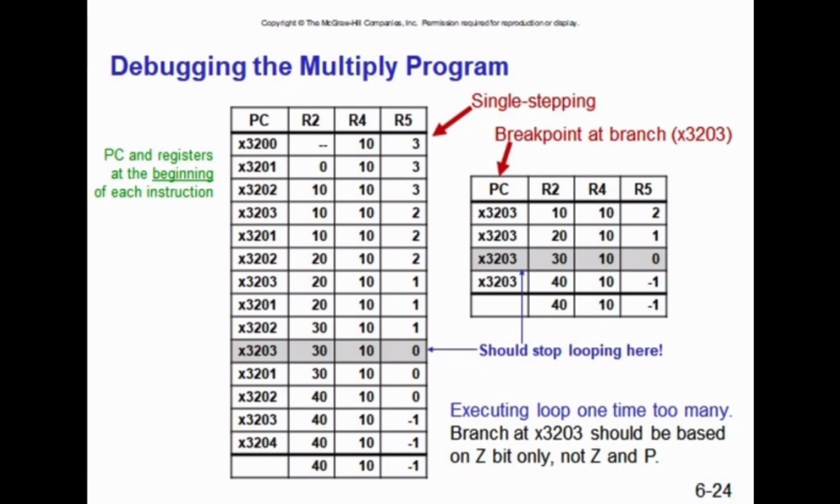This is how to debug the multiply program. Single stepping, breakpoint at branch, PC and registers at the beginning of each instruction. Executing the loop one time too many, the branch at x3203 should be based on the Z bit only, not Z and P.